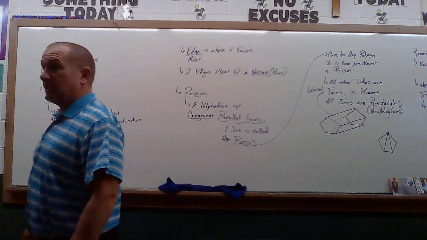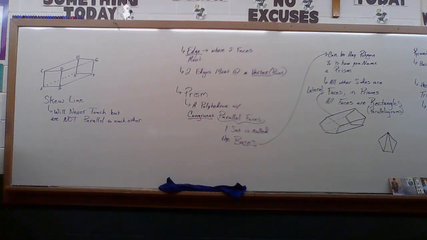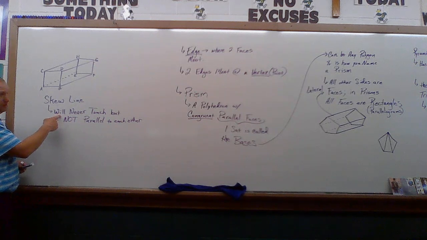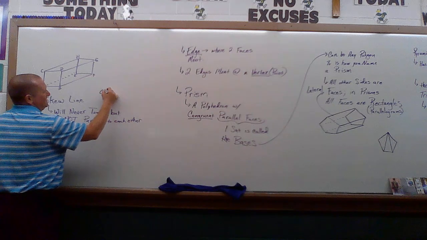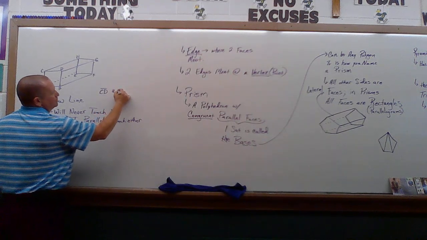So can you come up with something that would be considered skew lines? Now they're not truly lines because they don't go on into infinity because we have a figure. So they really should call it a skew segment, but we'll let it pass. That will never touch each other, but would be considered not parallel to each other. C, D, and what? GF. Perfect. Aurora says C, D, and GF.